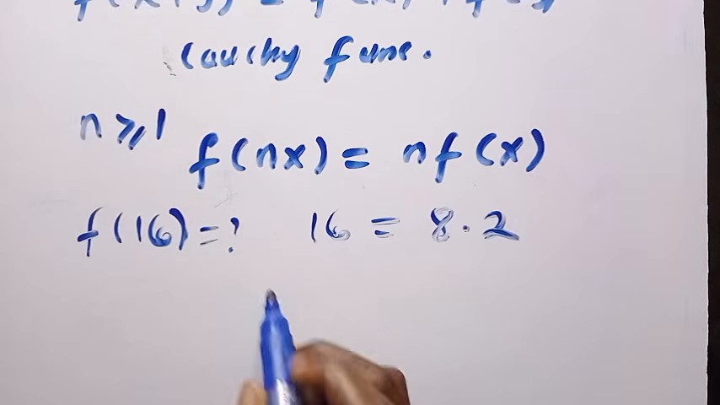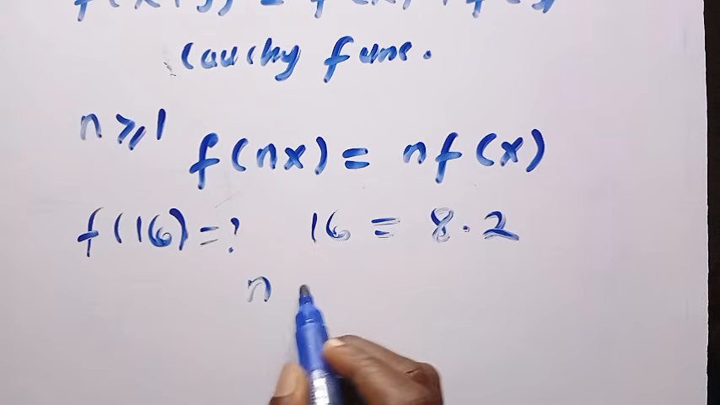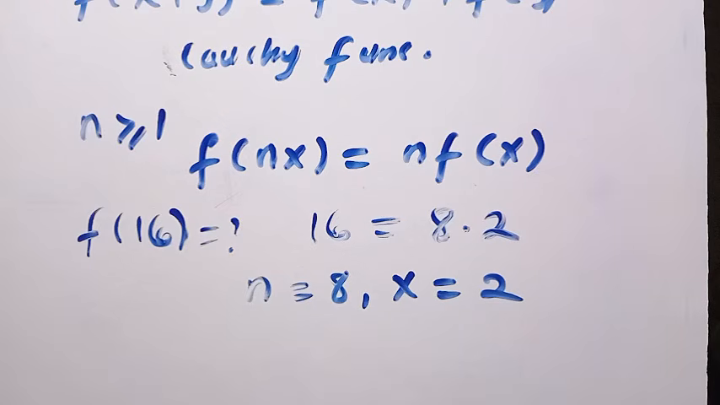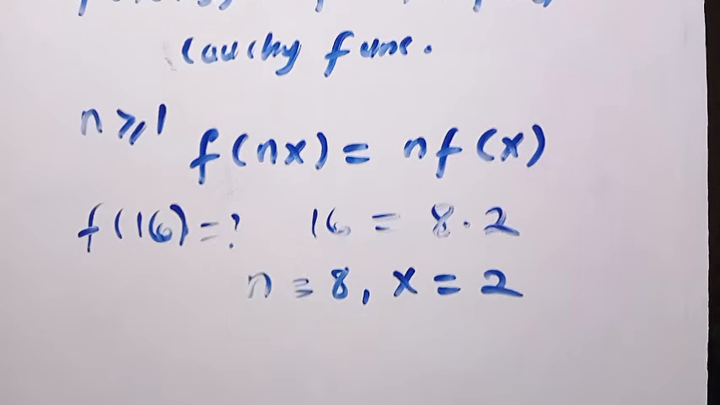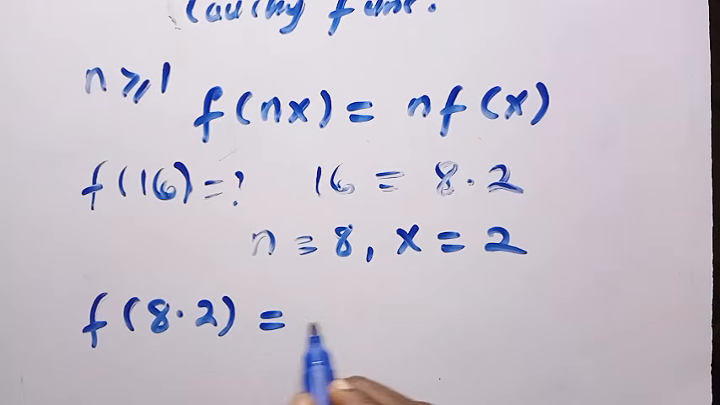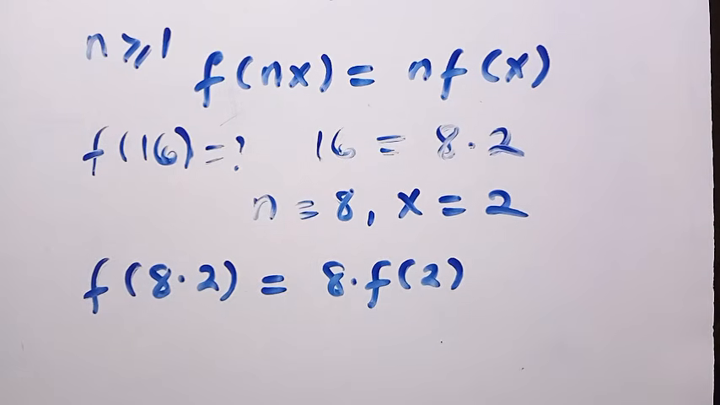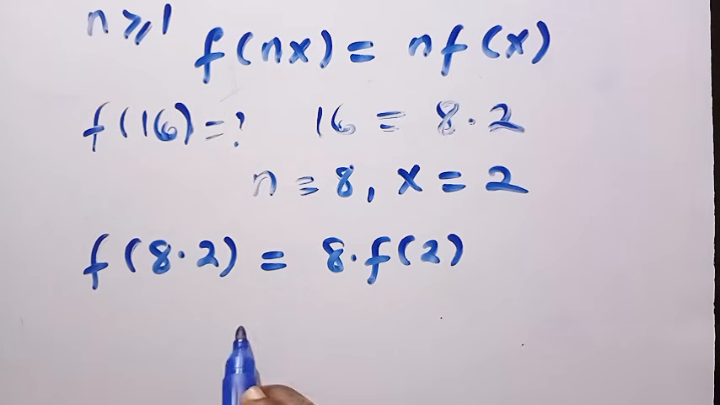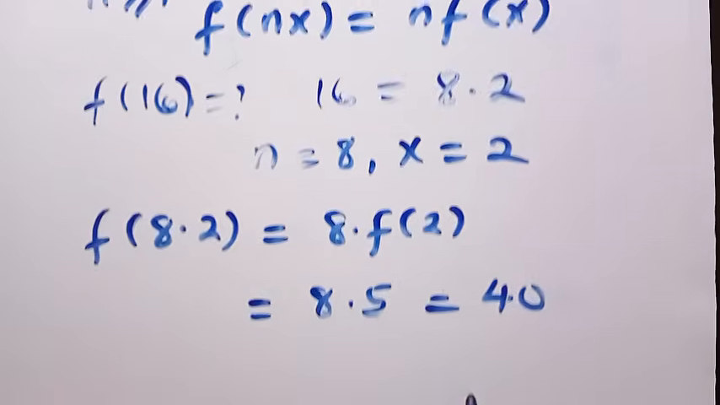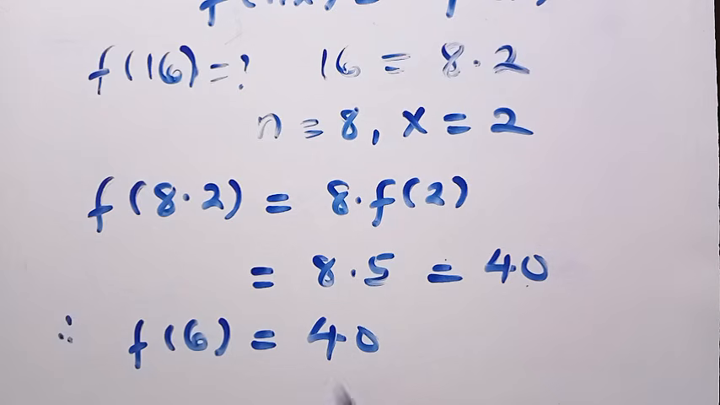So from this above, suppose I let n be equal to 8 and I let x be equal to 2. Therefore we are going to replace it here so that we have f of 8 multiplied by 2 equals 8 multiplied by f of 2. But f of 2 is given as 5. So therefore we have 8 multiplied by 5, which equals 40. So therefore f of 16 equals 40.